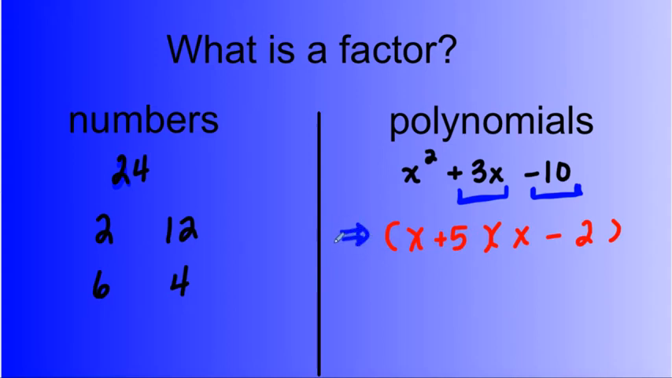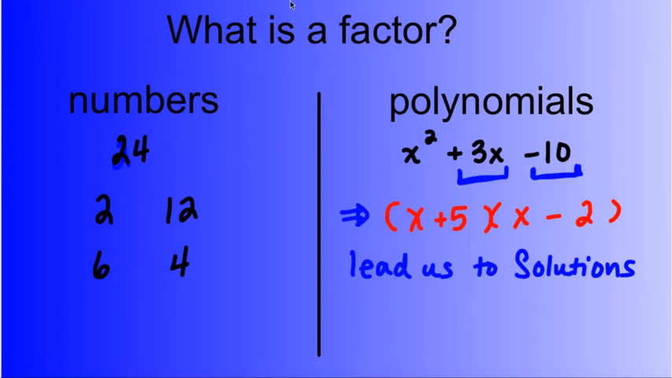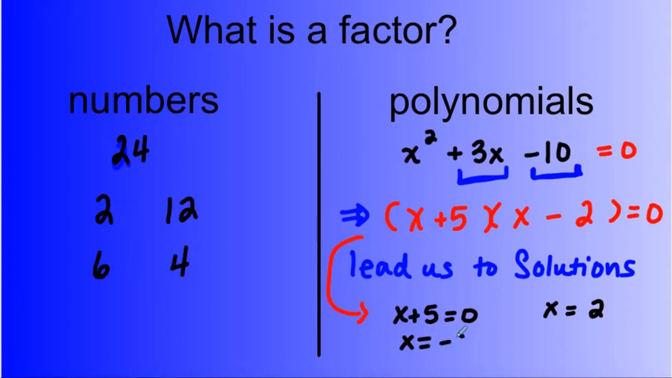Now, factors then lead us to solutions. So if I'd given you this polynomial, and the polynomial actually was set equal to 0, then we would put it in factored form, and then we'd use the zero product property to solve and find the solutions. So x equals 2 and x equals negative 5.